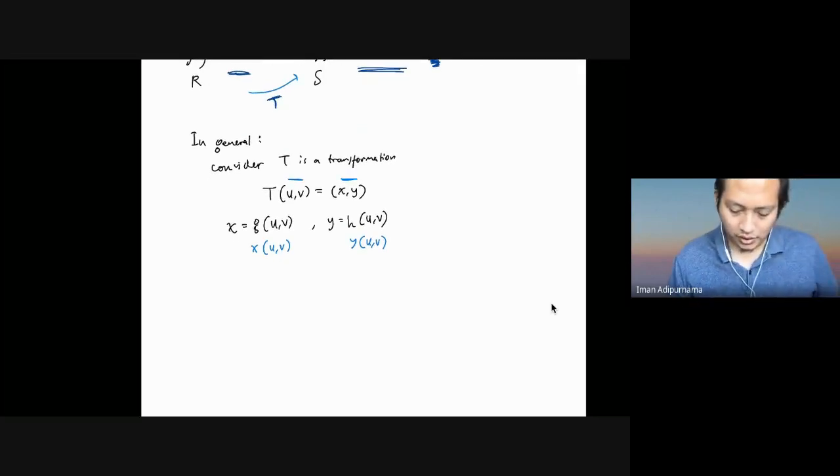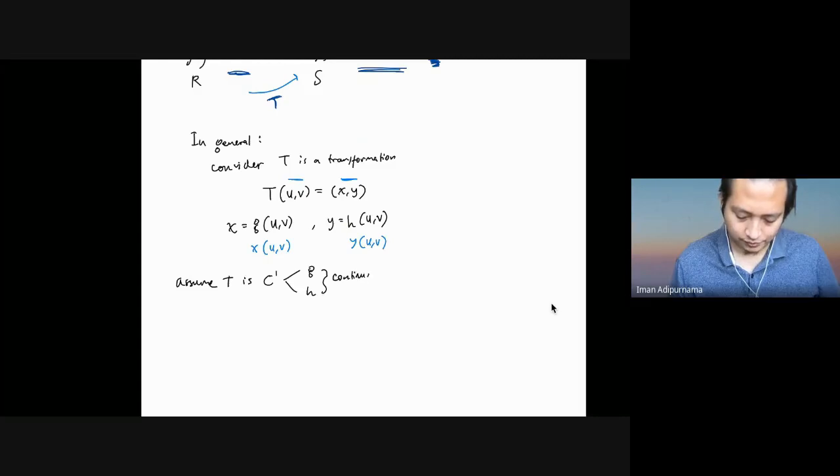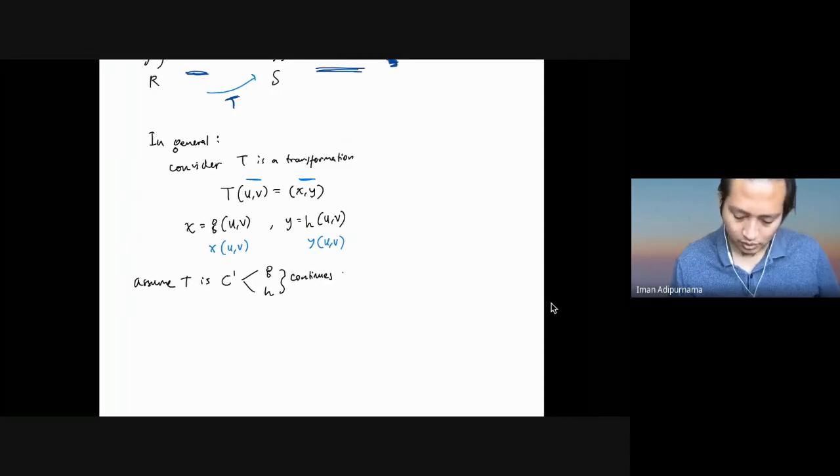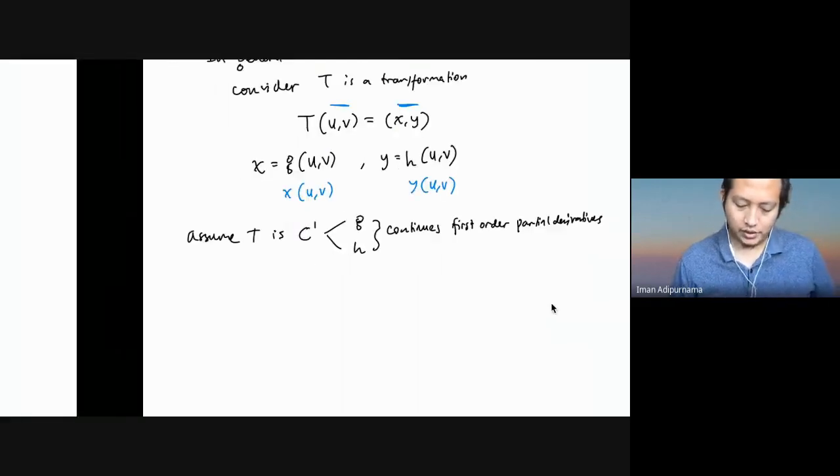And assume that T is C1. This means that g and h both have continuous first order partial derivatives. So you can derive them.